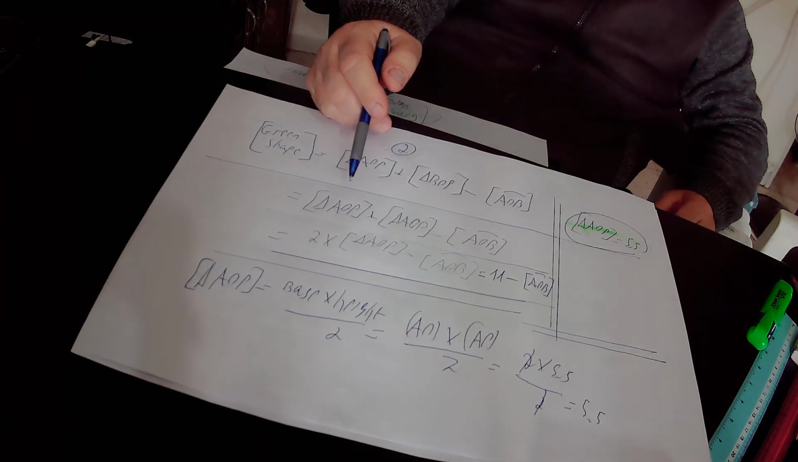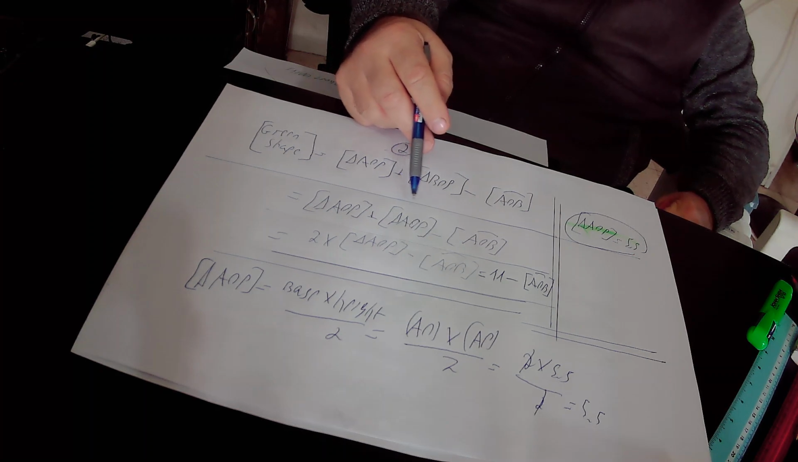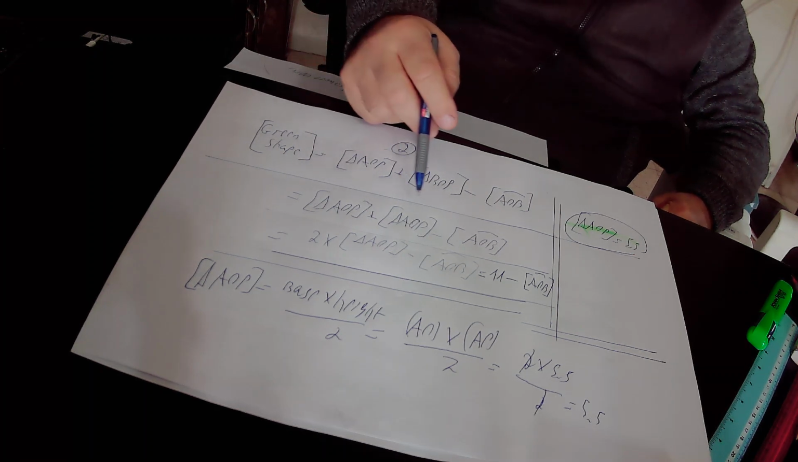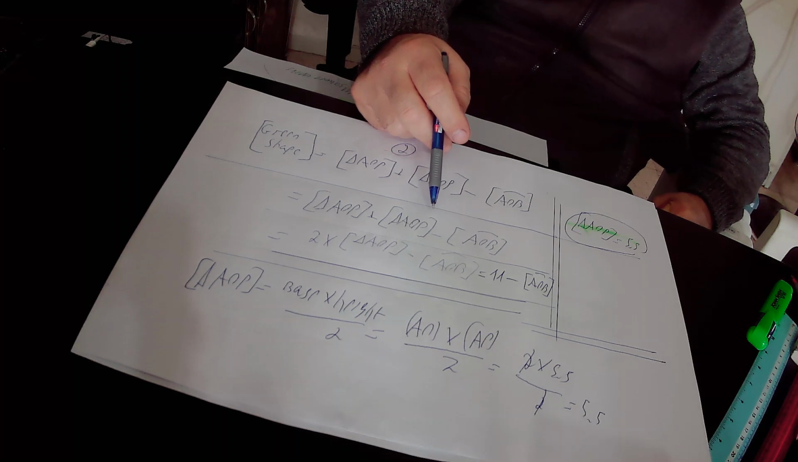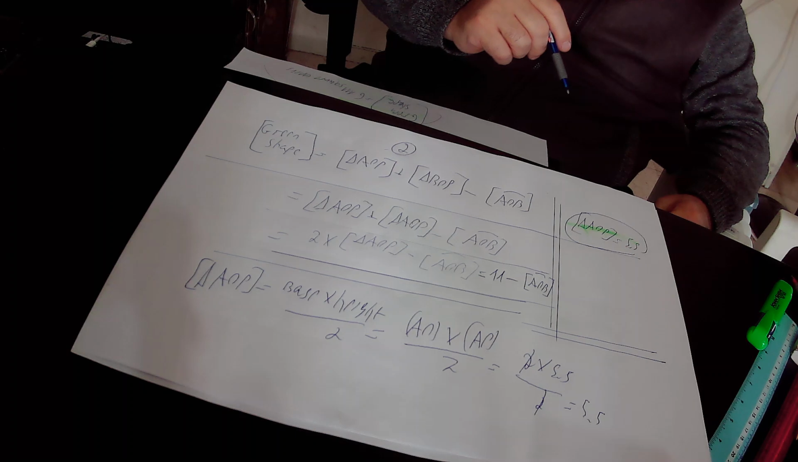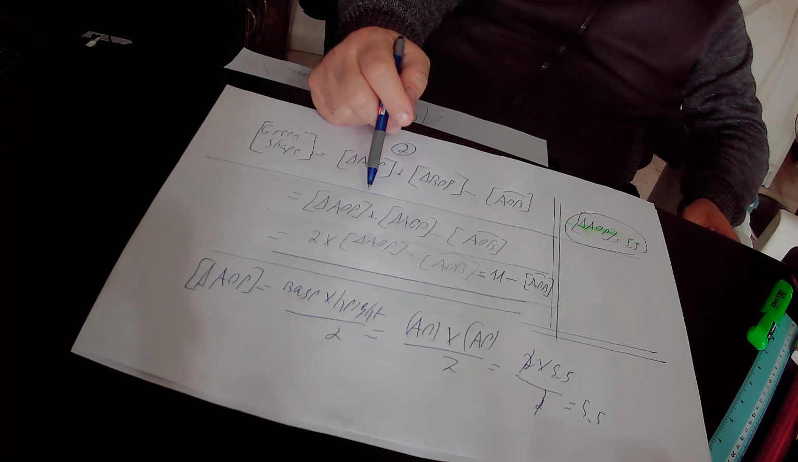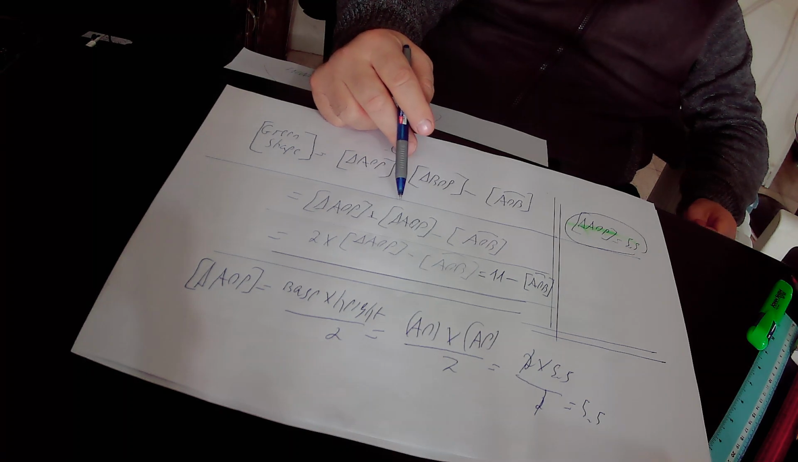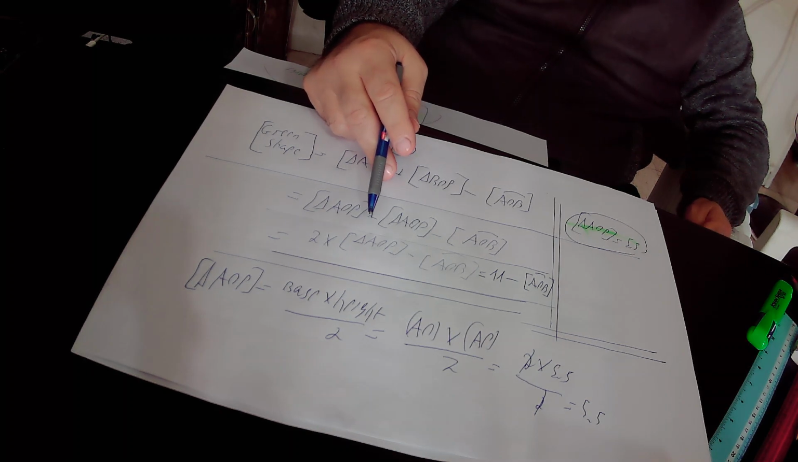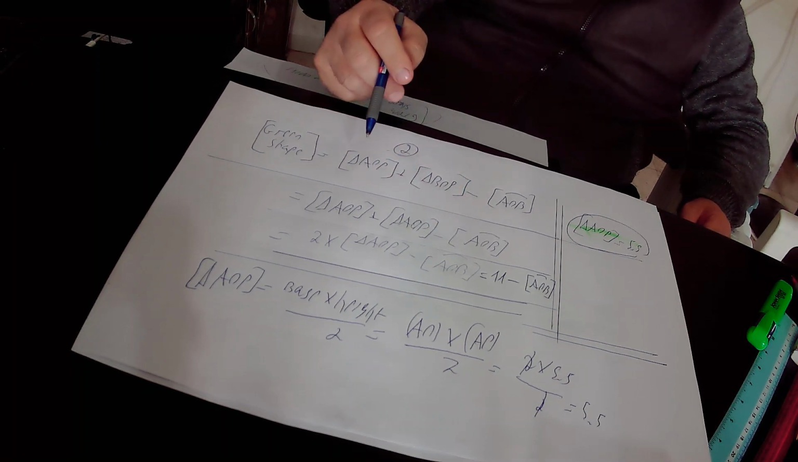Again, the area of the upper right triangle AOP plus the area of the upper right triangle AOP will give us the area of quadrilateral AOBP. The area of quadrilateral AOBP minus the area of sector AOB will give us exactly the area of the green shape. So the area of the green shape is 2 times the area of the upper right triangle AOP minus the area of sector AOB.